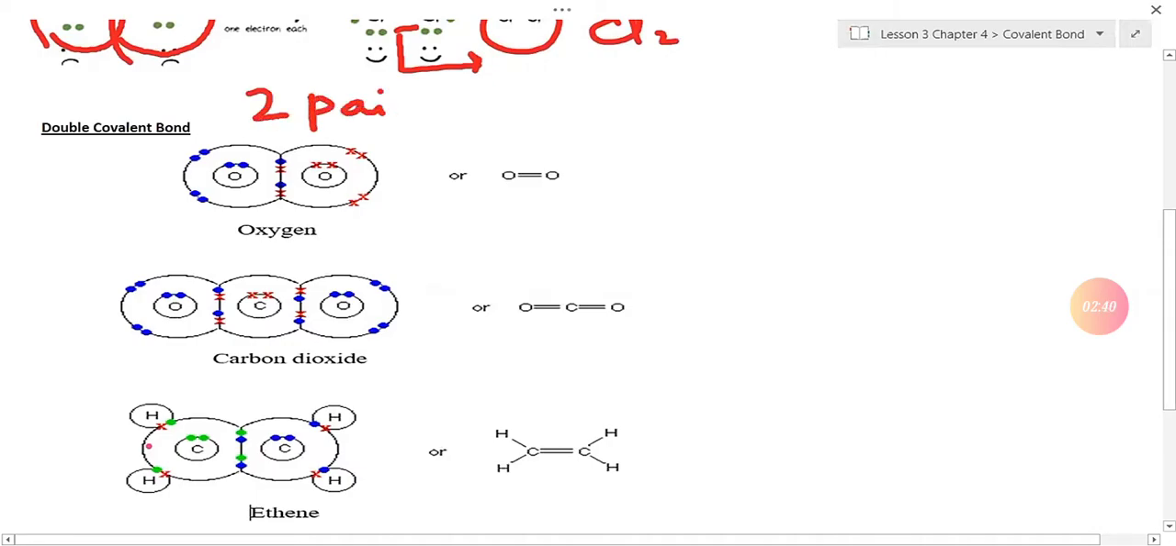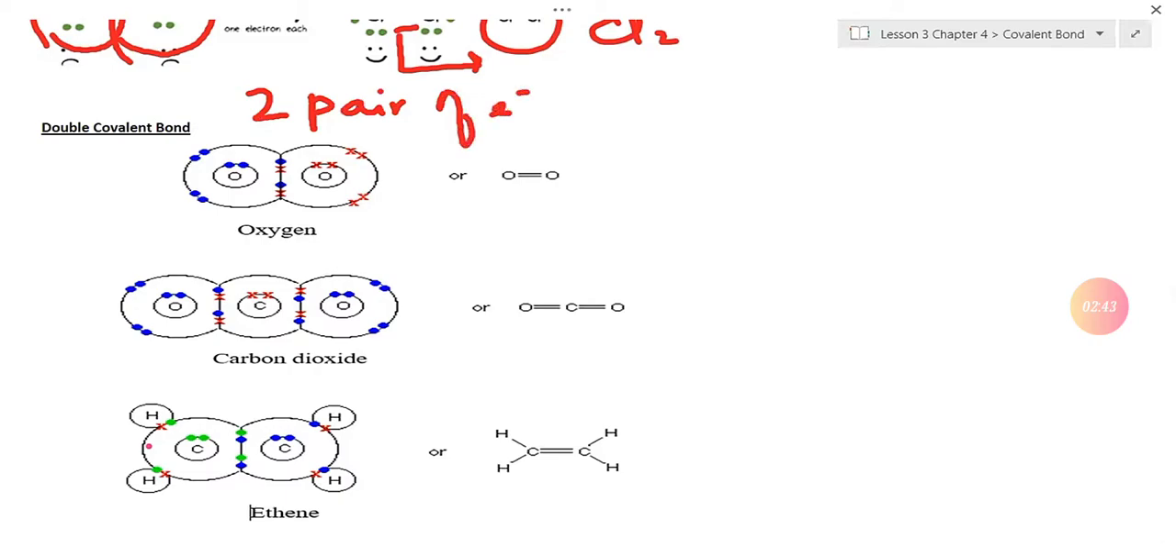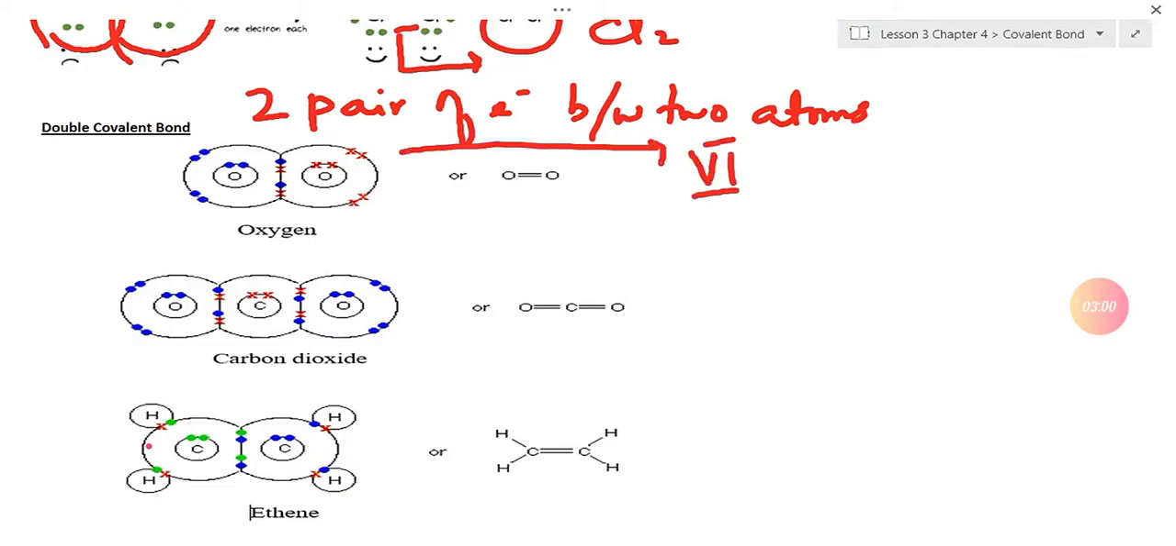Let's talk about the double covalent bond. A double covalent bond is defined as the sharing of two pairs of electrons between two atoms. That is called a double covalent bond. The common example is oxygen. Oxygen belongs to group 6A, and if it belongs to 6A, it means it has 6 electrons of its own in the last shell and needs 2 more electrons to complete its octet.